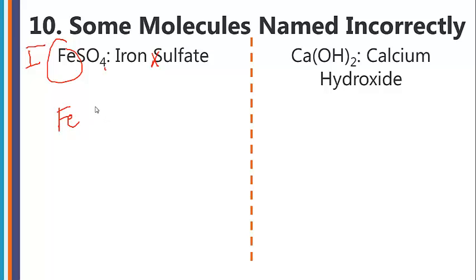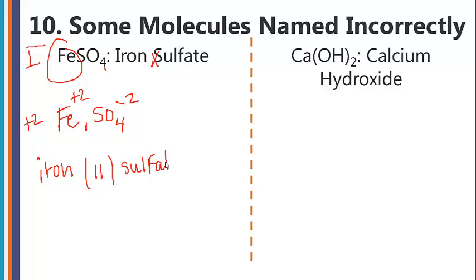I don't know what the charge on iron is, but I do know the charge of SO4, which is sulfate, and that's -2. So I've got to have a +2 charge to balance that out. There's only one iron, so the charge on that one iron must be +2. So the name of this compound is iron(II) sulfate. So this name is incorrect because there's no Roman numeral here to tell me the charge of the iron.